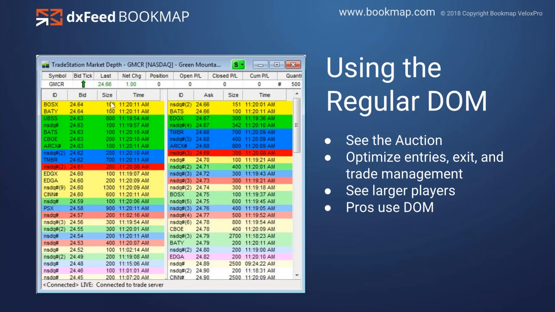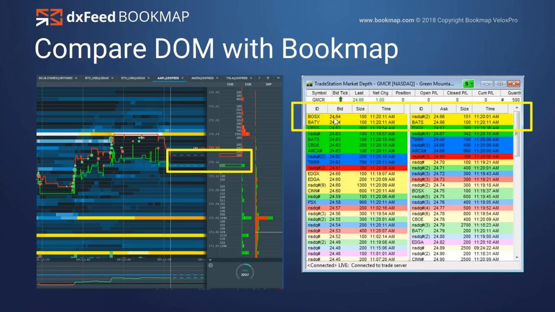You can see the depth here. You can see the size of the traders on the bid, the price they want to buy. You're actually seeing the market maker or data provider, their time here, as well as the size that they want to trade. So these are limit orders here. This is on the ask. This is where they want to sell. All right, so that's that, and let's compare that to Bookmap.